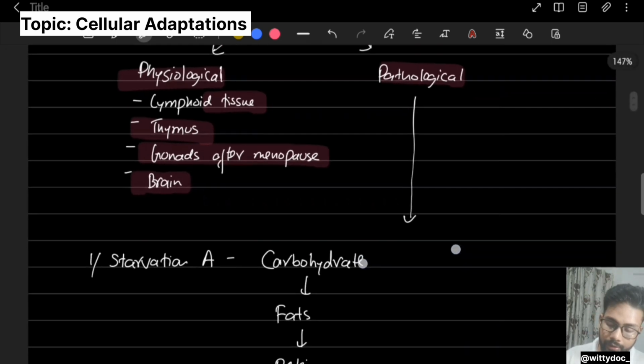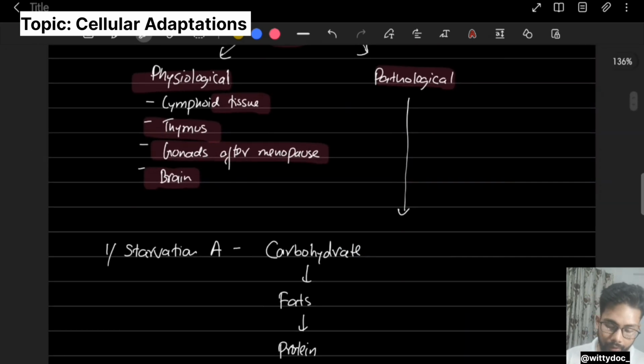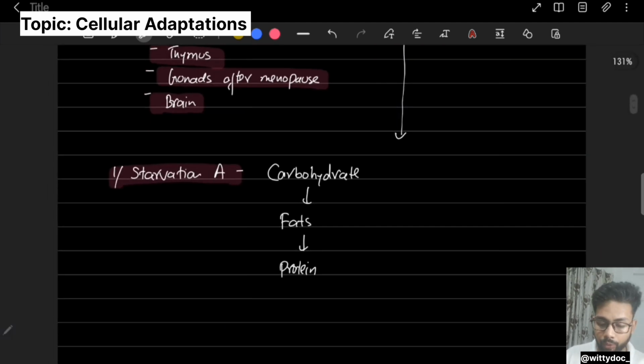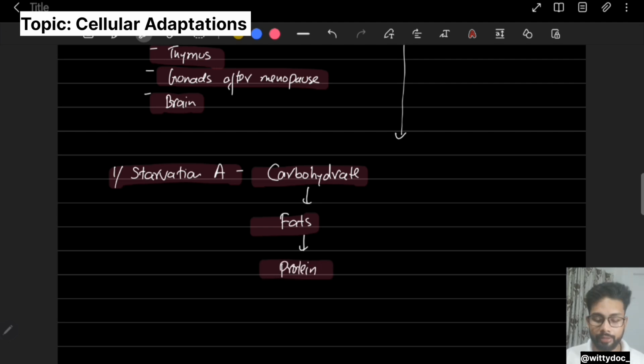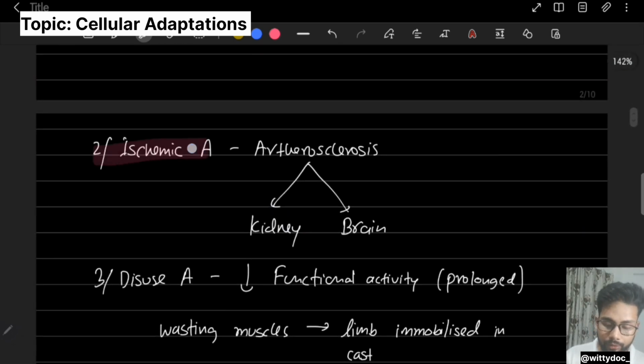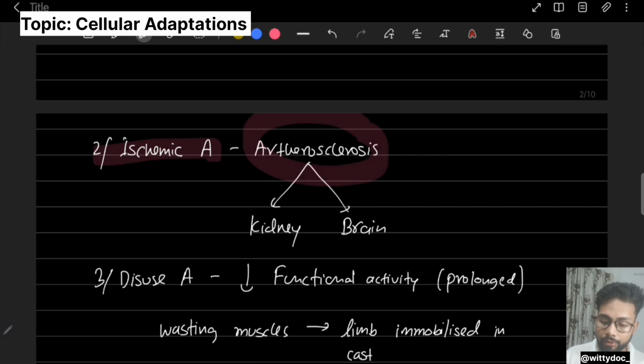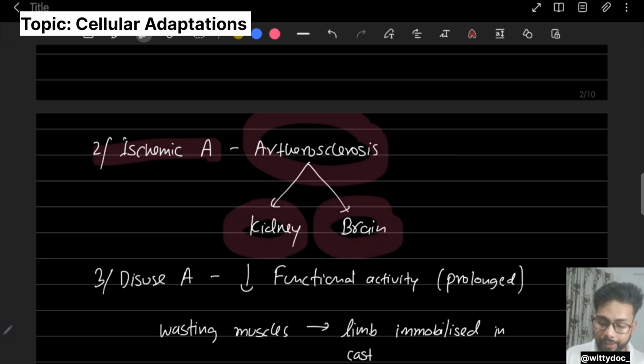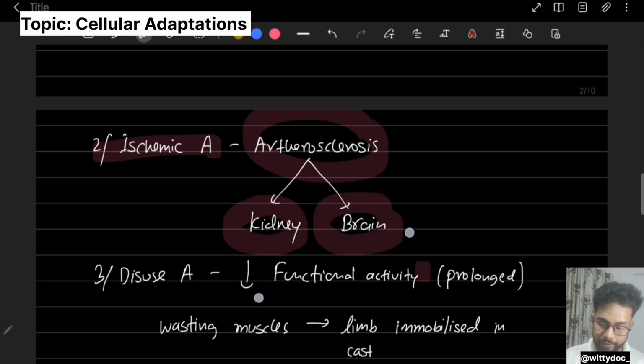Pathological atrophy involves situations where disorders or diseases are present in the individual, like starvation atrophy. Here first the body will utilize carbohydrate, then fats, and then protein. So while the person is in starvation mode, the body will show atrophy in this direction. Ischemic atrophy: if there is atherosclerosis involving the kidney or the brain, it will lead to atrophy of the particular organs.